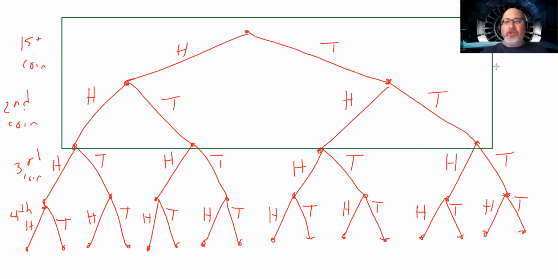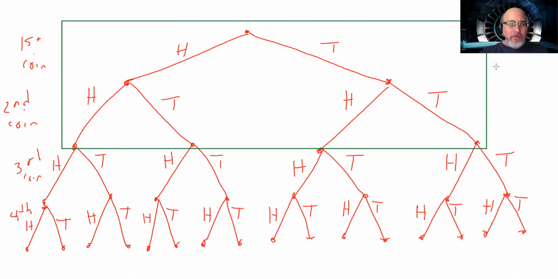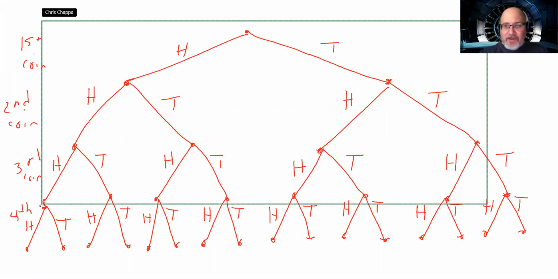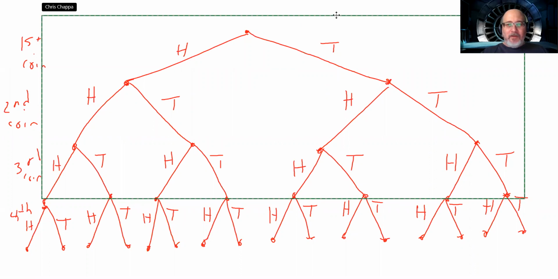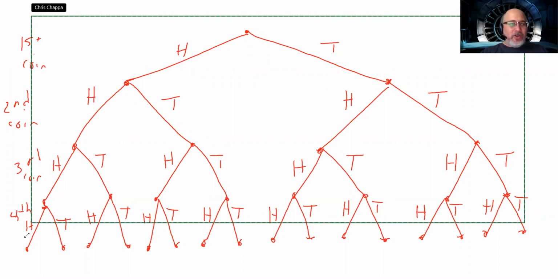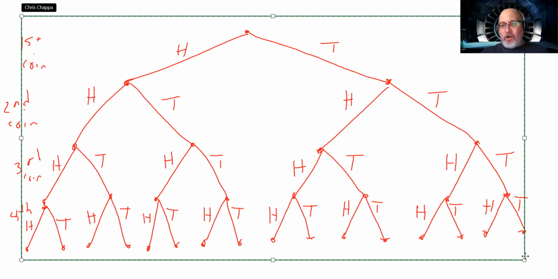That's a 2-coin tree diagram. For flipping 3 coins, which would be this part. And it wouldn't be a bad idea. Let's move that up just a little bit. Part in the green square. And it wouldn't be a bad idea to have in your notes a tree diagram for flipping 4 coins.